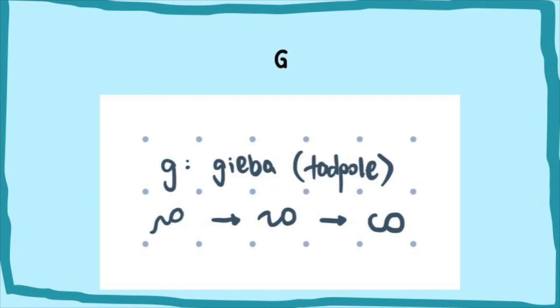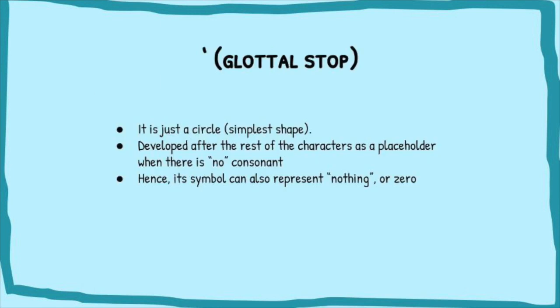Ga. This letter comes from the word gyaba, meaning tadpole. It evolved from the drawing of a tadpole. The letter is written in one stroke from left to right. Its name is gi.